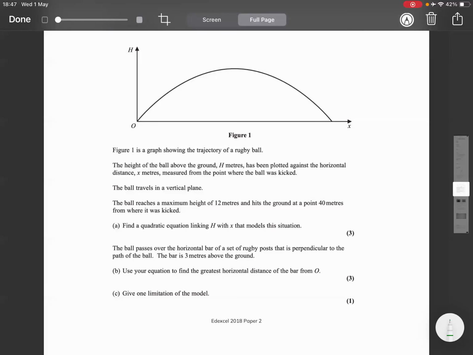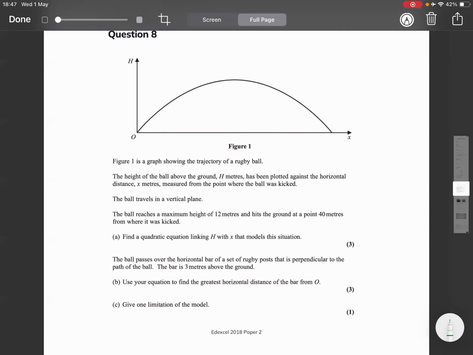I remember this question. Similar again, so I'll show you how to make it easy. First, let's read the information and just plot as much information as we know. It reaches a maximum height of 12 meters. So this is 12. So the coordinate of this is something, comma, 12. What's the coordinate of this one over here? 0, 0.